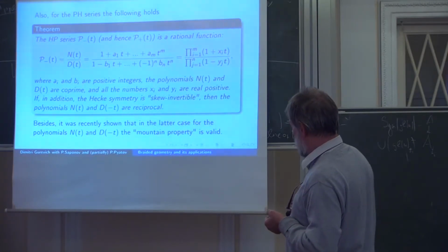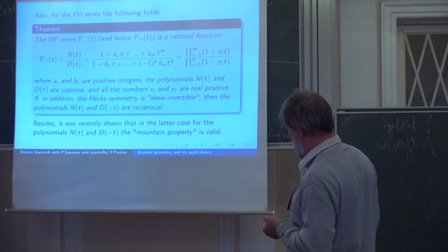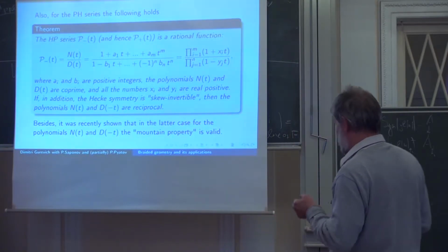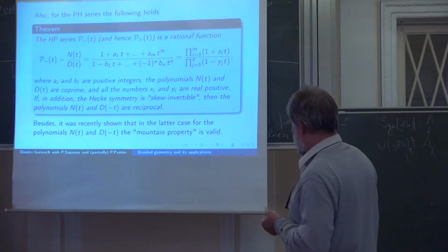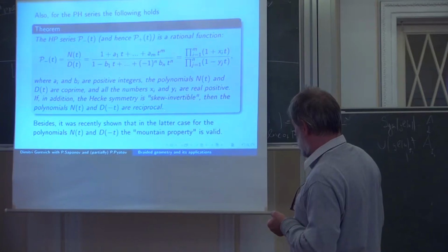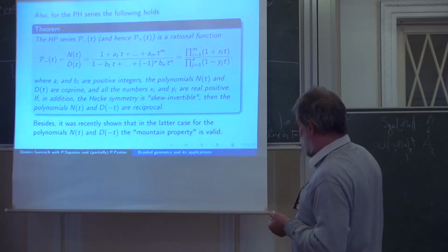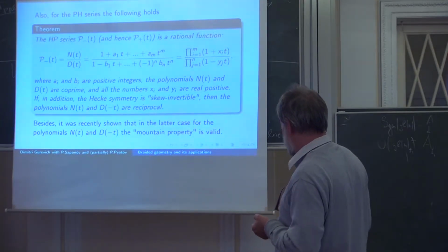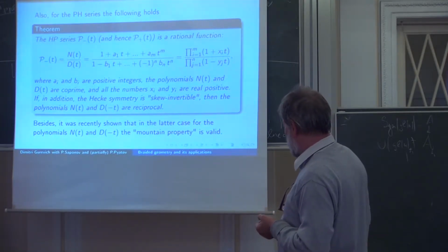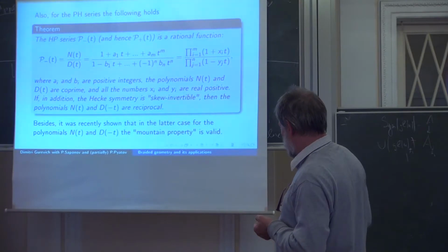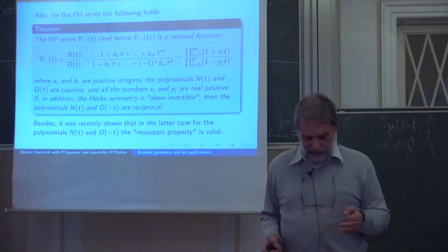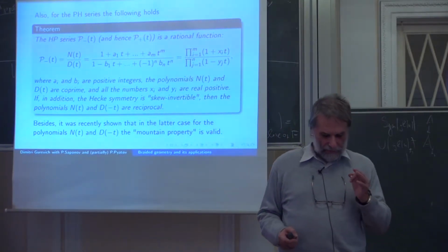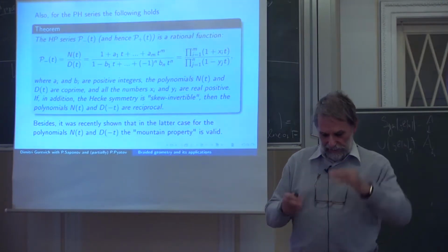If the Hecke symmetry is Q-invertible, I will explain a little bit later what it means, then these polynomials are reciprocal. Recently, I have shown with my colleague Pavel Saponov that in the latter case, the polynomials satisfy the mounting property. Mounting property means that the coefficients go up, and after the middle go down.